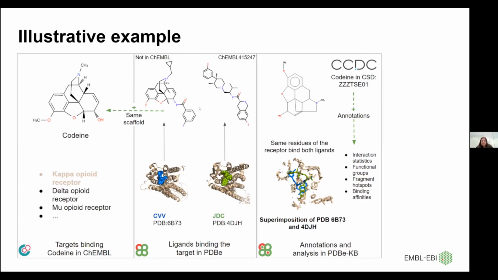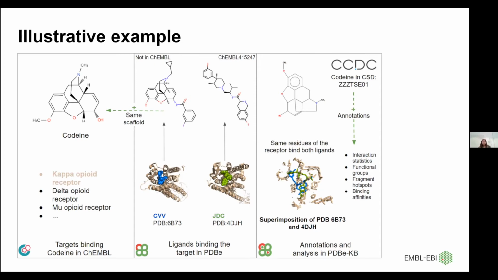Now, both of these structures are bound to the same target, which is the kappa opioid receptor. And if you look at the binding site where these two ligands are bound and superimpose it, you would find that essentially the same residues are bound to both the ligands. And this gives an idea that codeine might also be binding in the same pocket and probably involving the same residues.